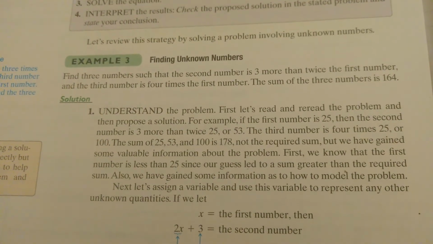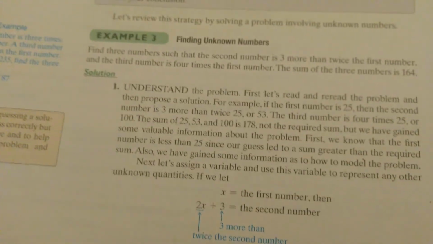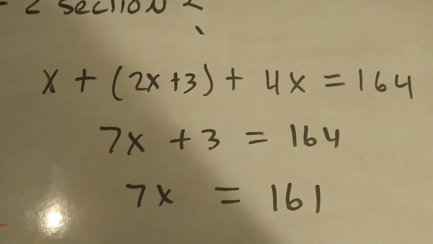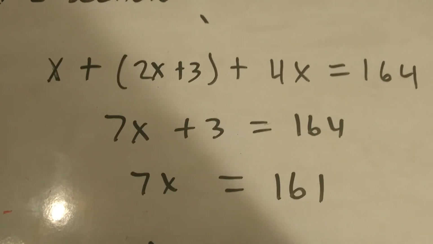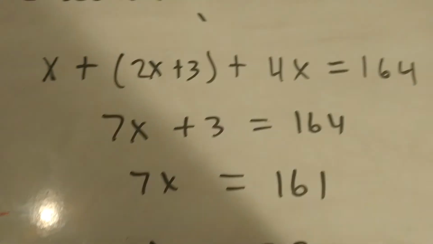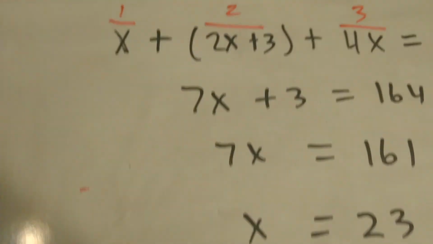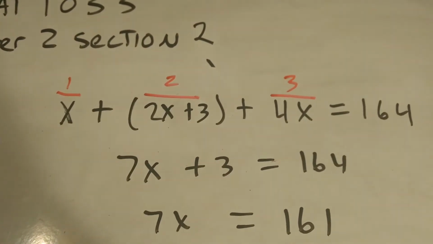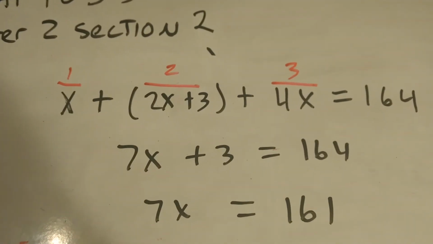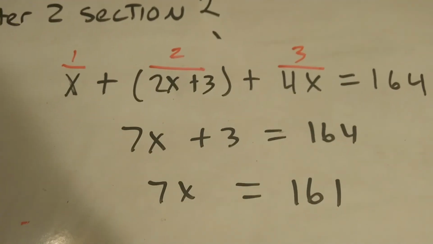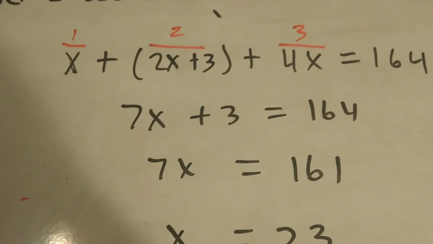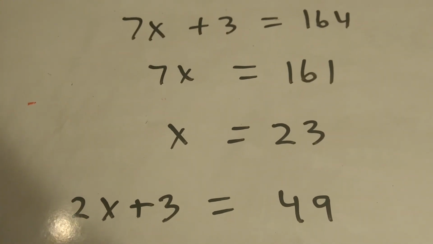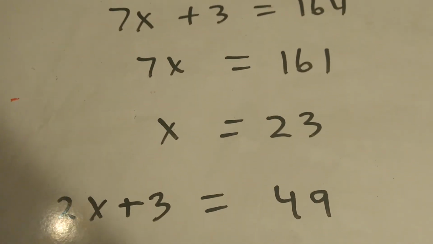And the sum of the three numbers is 164. So looking at the word problem, you can see that we get x plus 2x plus 3 plus 4x equals 164. Looking at this, we can see that our first number is x, second number is 2x plus 3, third number is 4x. Solve it the same way. Collect like terms, we get 7x plus 3 equals 164. Two-step algebraic form, subtract 3, we get 7x equals 161. Divide 161 by 7, we get x equals 23.